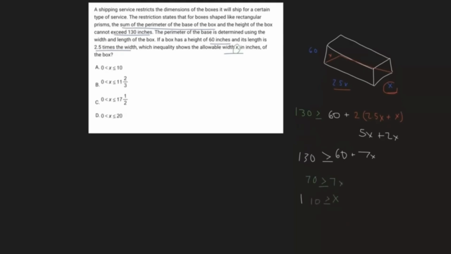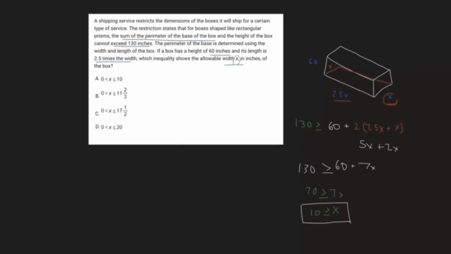So we get this inequality over here, and we want to match it up to the answer choices. So let's look at our answer choices. So for A, we have x is greater than 0, but less than or equal to 10. Well, that actually lines up exactly with our equation, right?